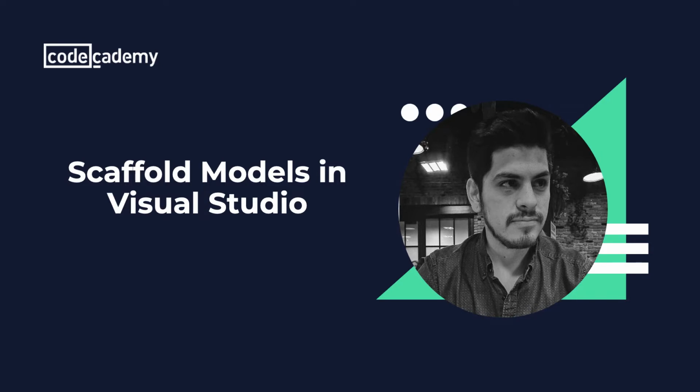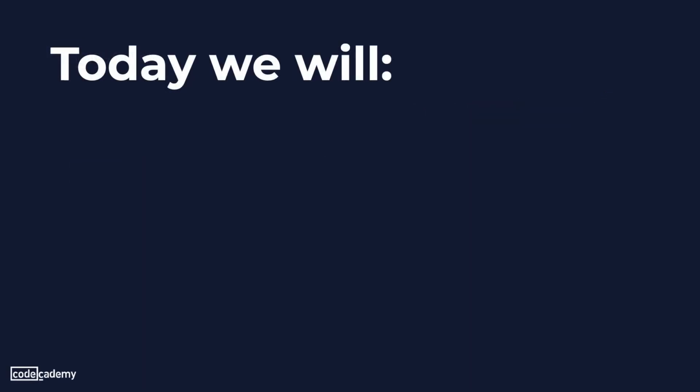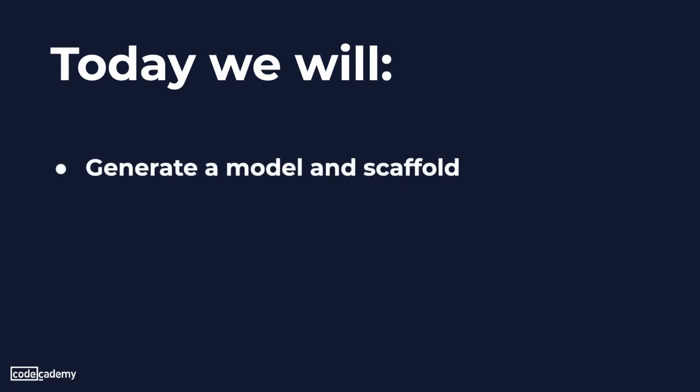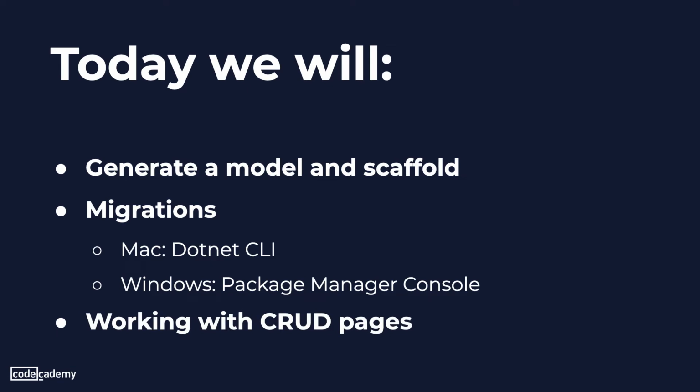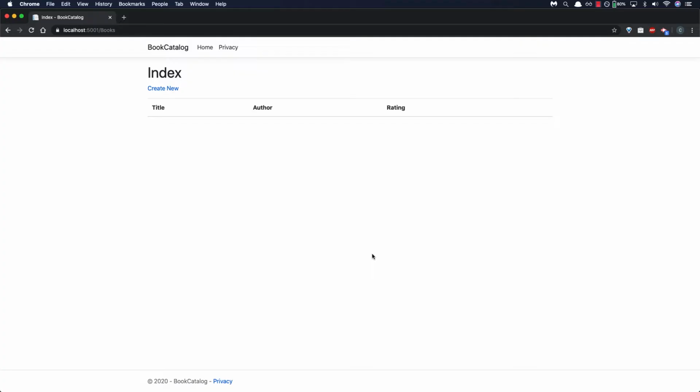application using Visual Studio. In this video, we'll learn how to use Visual Studio in order to create a new model and generate a scaffold using that model. We'll also learn how to run migrations using the .NET CLI on a Mac and the Package Manager console on Windows. And lastly, we'll go over how to make changes to the database using the CRUD pages that our scaffold created for us. Today we'll be creating an application from scratch where we can catalog any books that we've read.